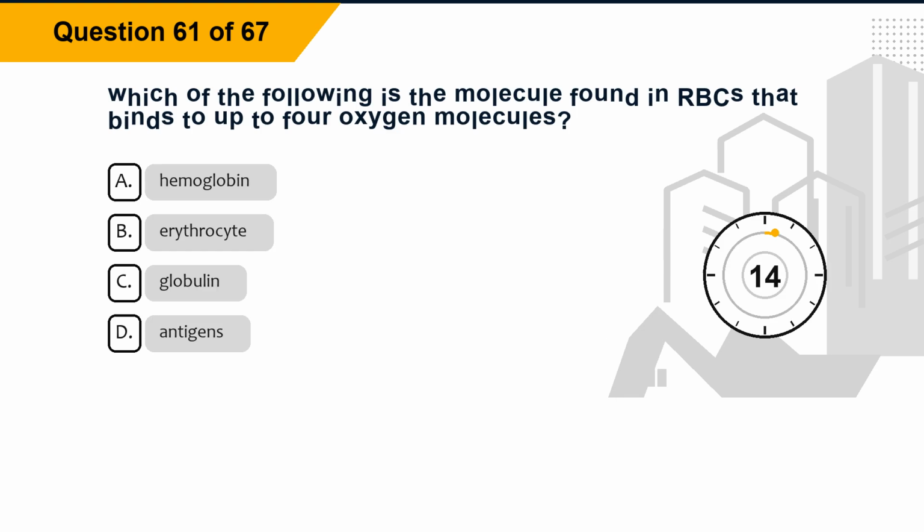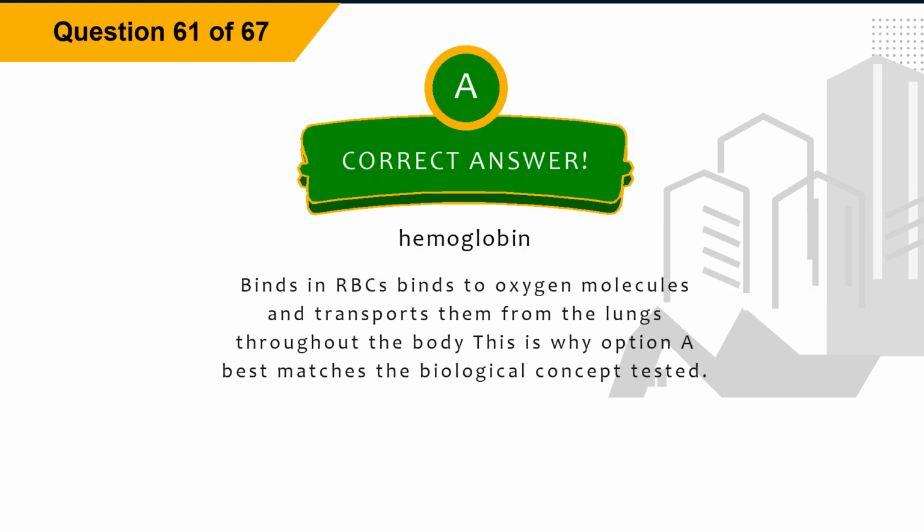Question 61. Which of the following is the molecule found in RBCs that binds to up to 4 oxygen molecules? Option A, hemoglobin. Option B, erythrocyte. Option C, globulin. Option D, antigens. The correct answer is option A, hemoglobin. Explanation: hemoglobin in RBCs binds to oxygen molecules and transports them from the lungs throughout the body. This is why option A best matches the biological concept tested.